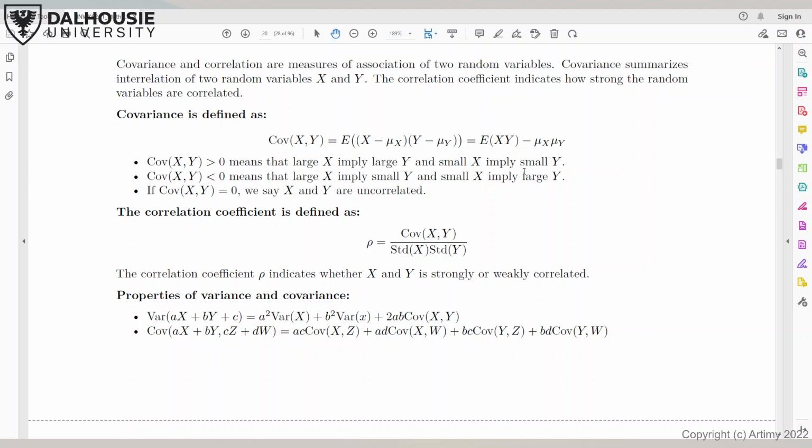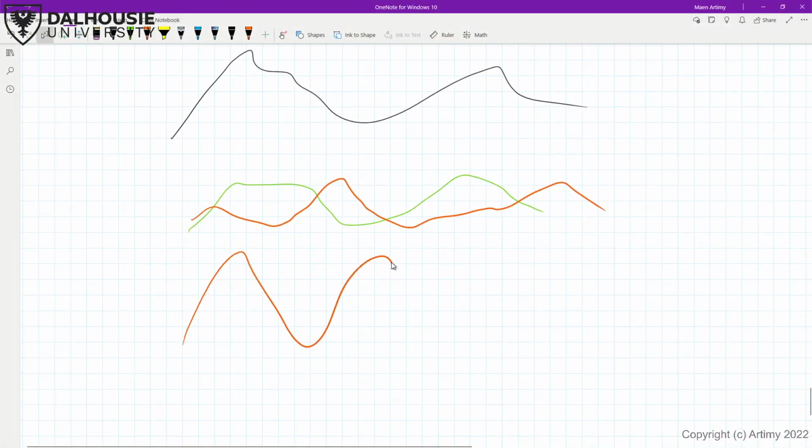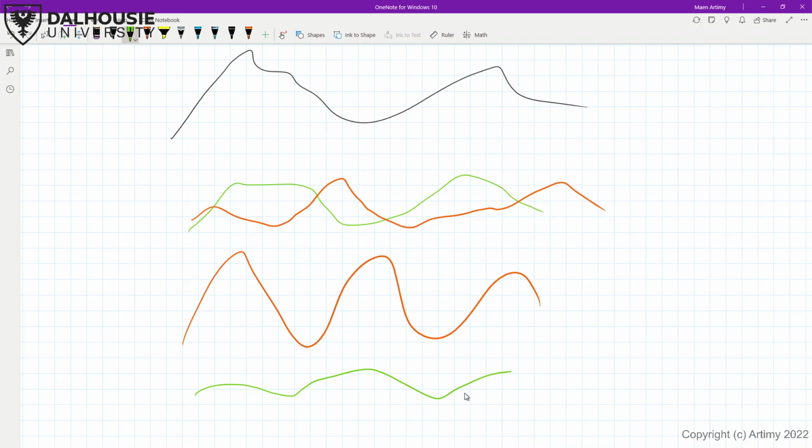Now notice that we were told that if the covariance is greater than 0, it means that x and y are heading in the same direction. So if x increases, y increases as well, right? It may not be at the same rate, so one could go this way and the other one could go this way. But you see that one increases, the other one increases. In this case, the covariance is greater than 0.